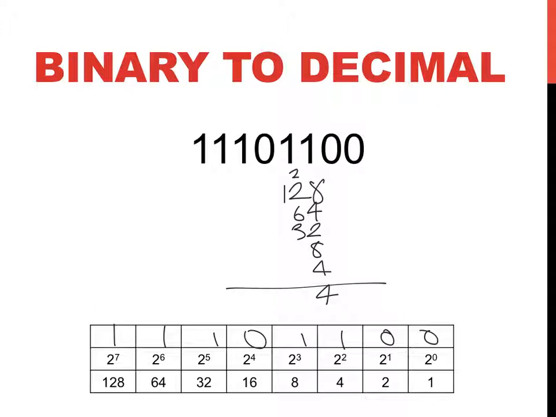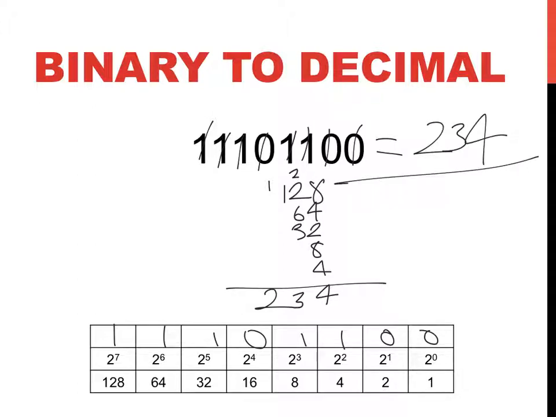2, 4, 10, 13. Okay, 234. So 1, 2, 3, 4, 5, 6, 7, 8. 1, 1, 1, 0, 1, 1, 0, 0 is 234 in decimal.